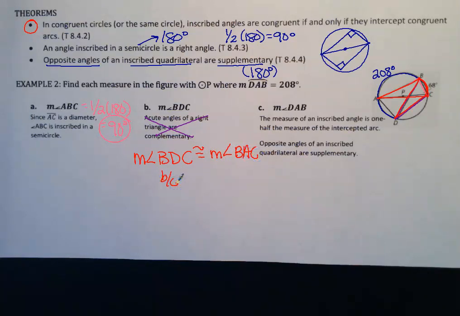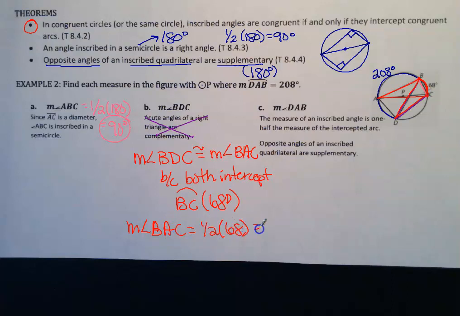Because, okay, you're doing great. 68, okay, I'm going to write this. Because both intercept arc BC. Arc BC, thank you. Which equals 68. So I'm going to write 68 degrees. Then the measure of BAC would be 34, because half. And since BAC is congruent to BDC, BDC equals 34.